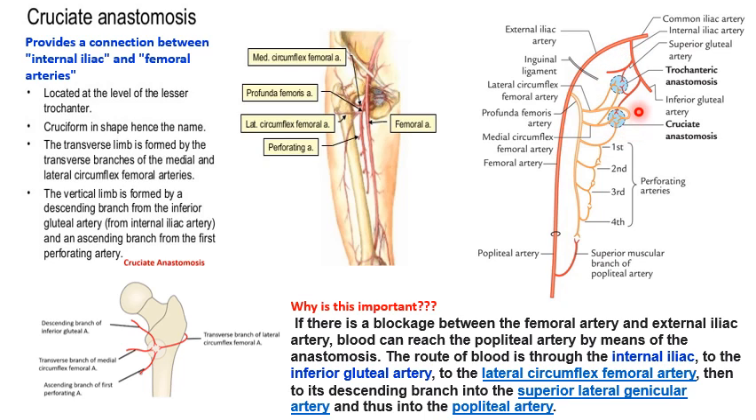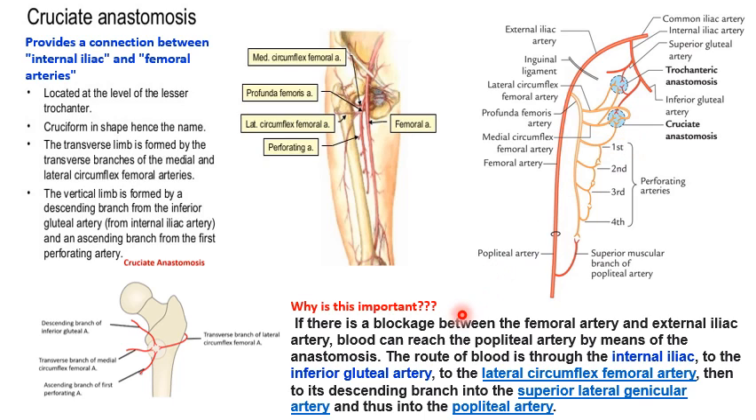So here if we see in the diagrammatic representation, the horizontal limb of the cruciate anastomosis is formed by the transverse branches of both the lateral and medial circumflex femoral arteries, and the vertical limb is formed by the descending branch of the inferior gluteal and the ascending branch of the first perforating artery.